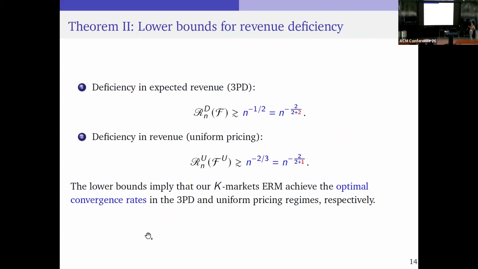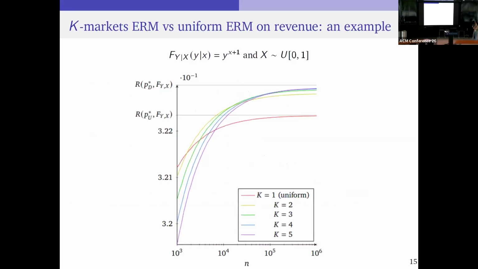So in other words, the solutions that we talked about achieve that rate of convergence in 3PD and uniform pricing, as we should expect. Okay, so you might think that there's a curse of dimensionality from the fact that you have to exploit the covariance in the sample-based pricing. And so this is what causes the slow rate of convergence.